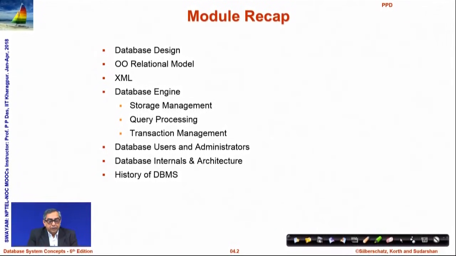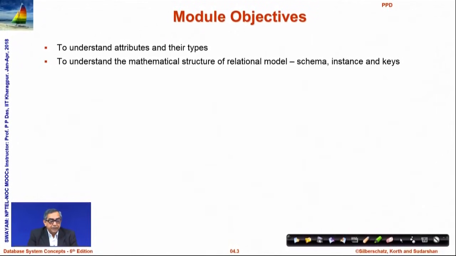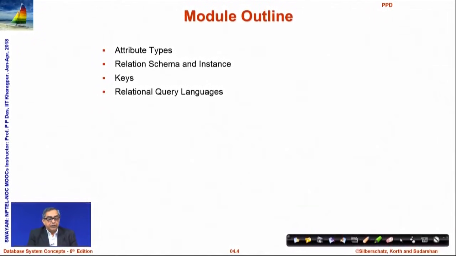So, this is what we did in the last module, and in the current one our objective will be to understand key concepts of the relational model, that is attributes and their types, the basic mathematical structure of instance, schema and what is known as keys, and to familiarize with different types of relational query languages. This is the module outline that we will follow.